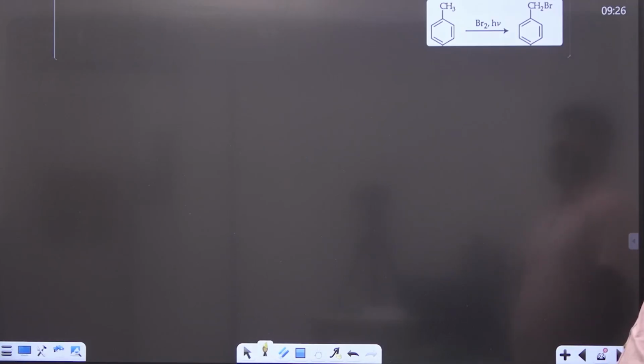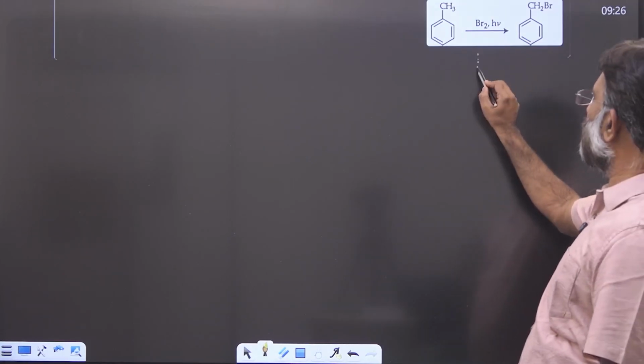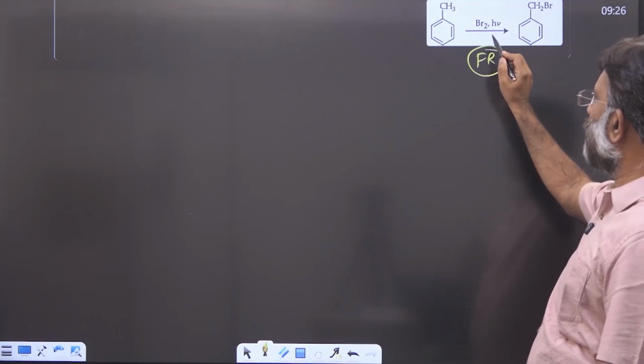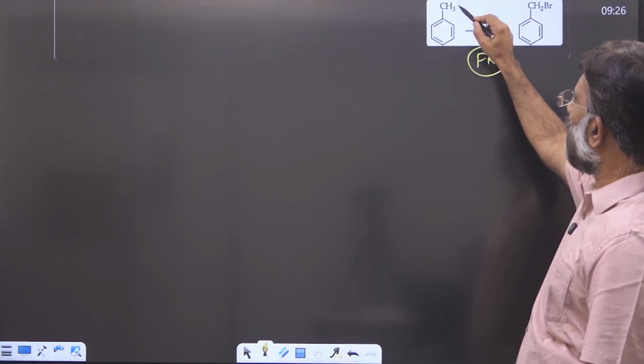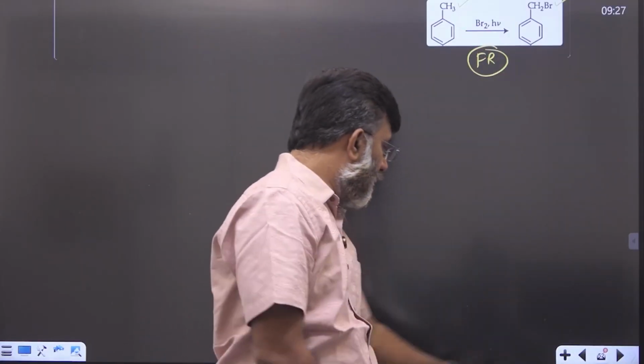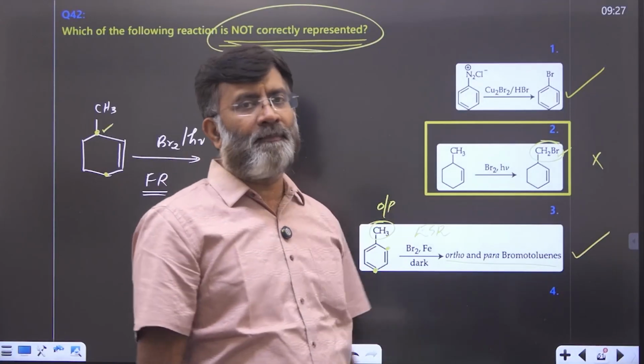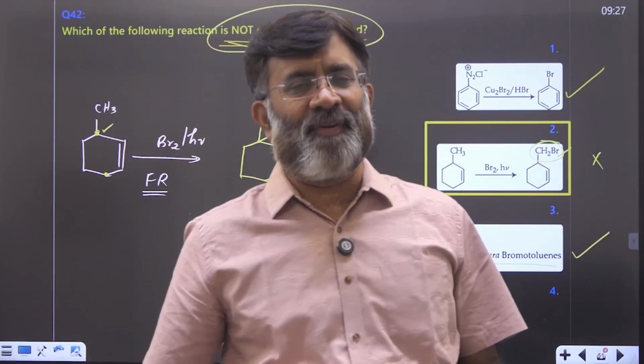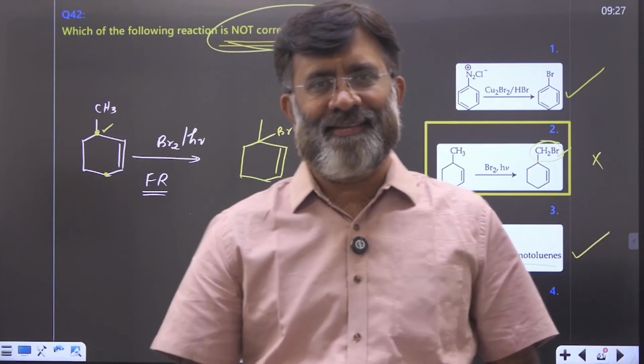What about option 4? Option 4 is again a free radical reaction. This time the attack will happen on the side chain. If substituted benzene compounds are treated for halogenation in presence of light, they will undergo free radical substitution and the reaction occurs at the side chain. And this is perfect. Here it should come on the allyl position. That is wrong. And we want the wrong reaction. Okay. Next one.